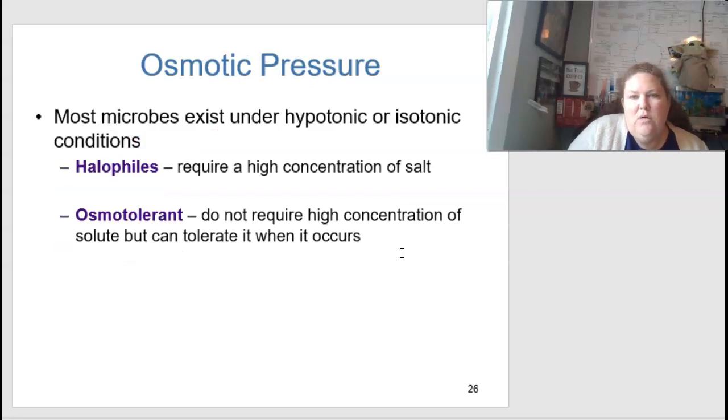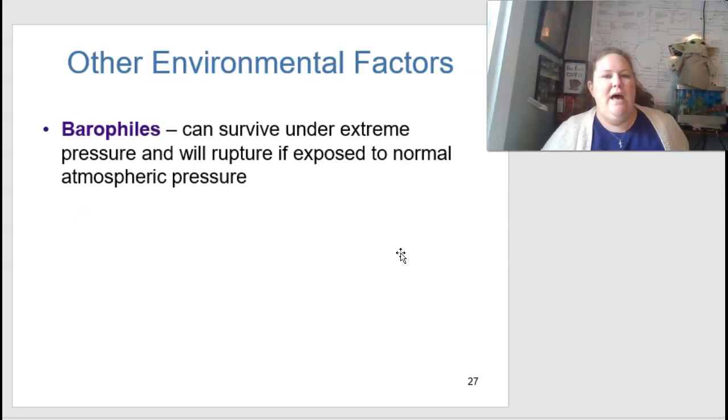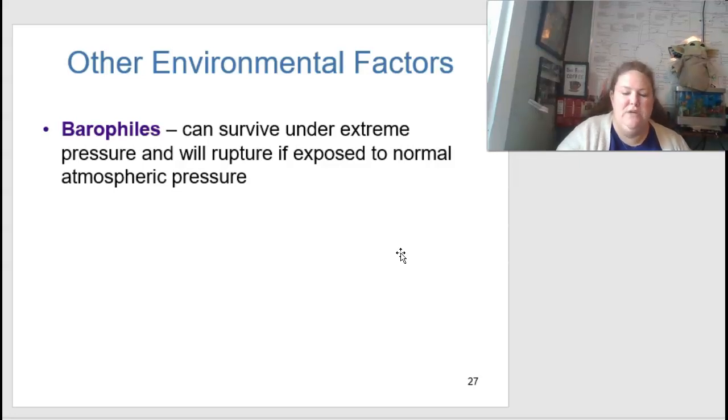Then, what about osmotic pressure? Most microbes exist under hypotonic or isotonic conditions. We have halophiles, and these require a high concentration of salt. We have osmotolerant, and these do not require high concentrations of a solute, but they can tolerate it when it does occur. What about other environmental factors? Well, we have barophiles. Think of barometric pressure. These can survive under extreme pressures, and they will rupture if they're exposed to normal atmospheric pressures.